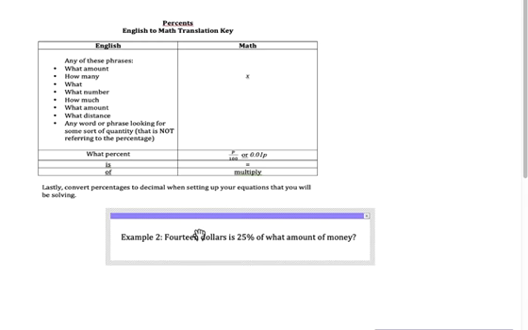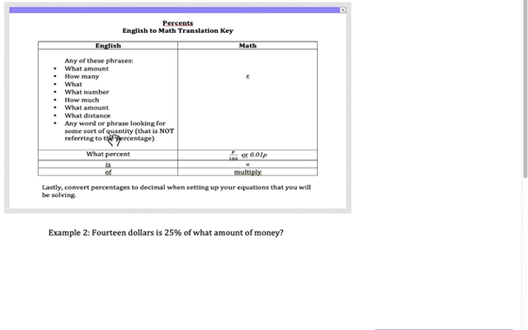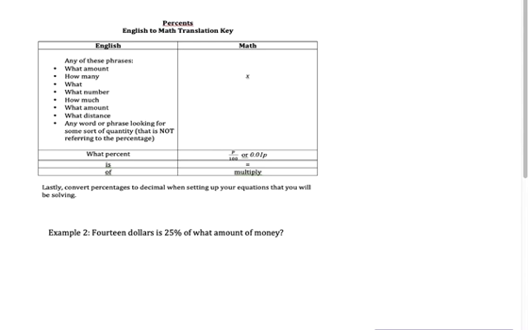Example 2 says $14 is 25% of what amount of money? Well, let's start with the $14. Of course, that's going to translate to 14. I can put my dollar symbol here, $14. Now the word is. What does is translate to in English? In math, it will translate to equals, right?